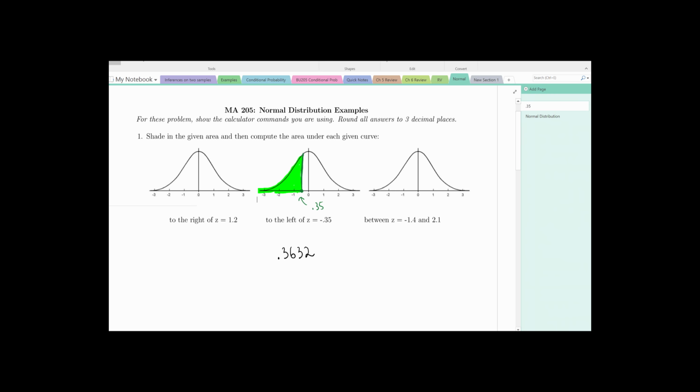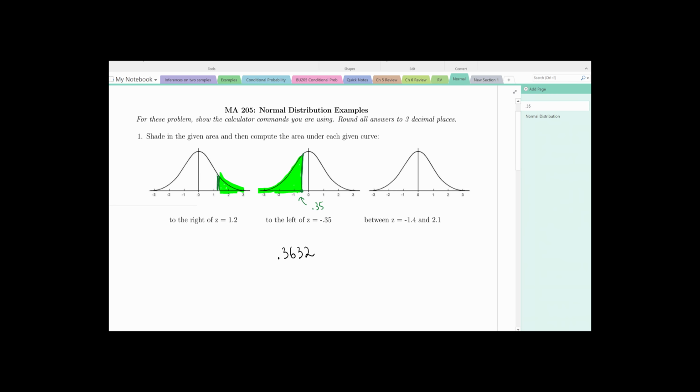This one says, shade the area to the right of z equals 1.2. So where's 1.2? Let's say roughly right here. And we would like to find the area to the right of this, right? So this piece right here.